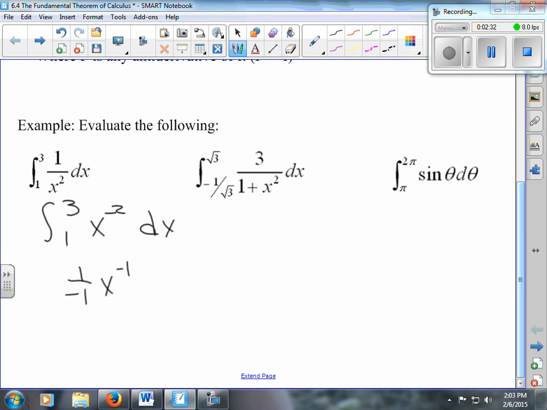So we don't have a plus c, by the way. We don't have to do plus c. This is not an antiderivative function answer. This is an antiderivative simply to compute an area. And so you don't need plus c. It would end up subtracting out anyway. So we just do 1 to 3.